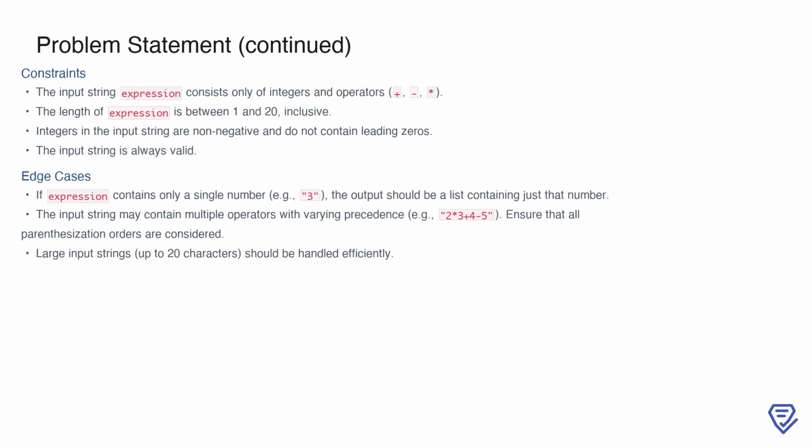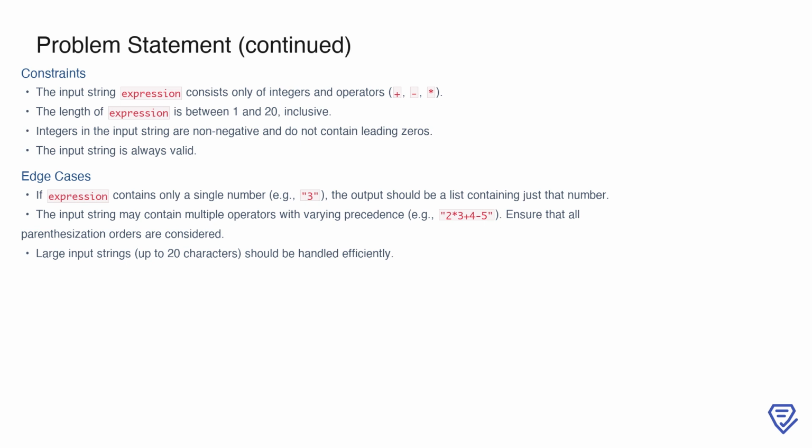There are a few important constraints to keep in mind for this problem. First, the input string will only consist of integers and the operators plus, dash, and asterisk. The length of the string will be at least 1 and at most 20 characters. The integers are guaranteed to be non-negative, and there will be no leading zeros in the numbers. Additionally, the input string is always valid, so there's no need to handle invalid cases.